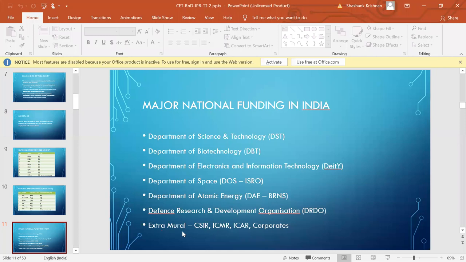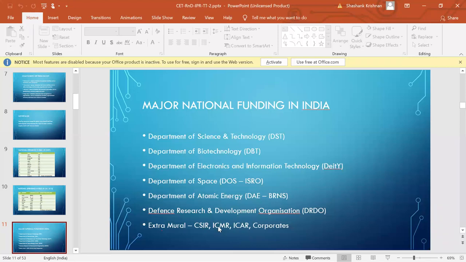Now, there are a few other organizations which fund extramural research. Extramural, as I told you, is research funded outside the organization. The other one is called intramural, that is within the organization. CSIR, you all know, Council of Scientific and Industrial Research, which has a unit in Trivandrum itself. Recently, it was in the news for a few scientists within that organization being listed in international journals as top scientists.